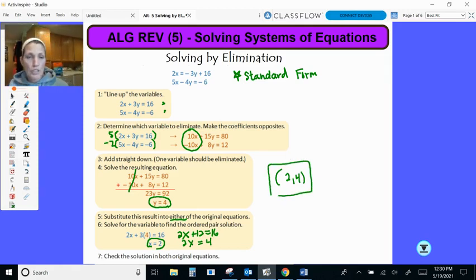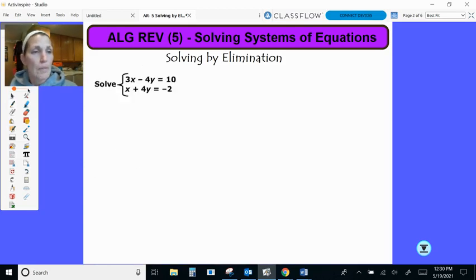And of course, you always want to check it. You want to plug it into both equations, and it should make both equations true, not just one. Okay, that's the important part about systems of equations: it should be that point of intersection. Okay, so let's go ahead and try this.